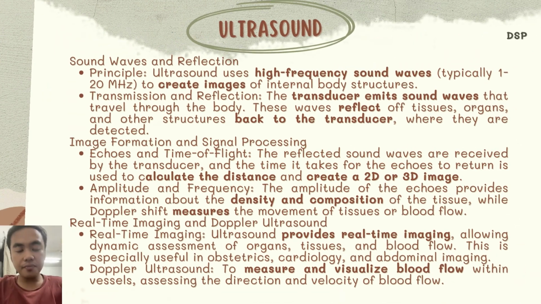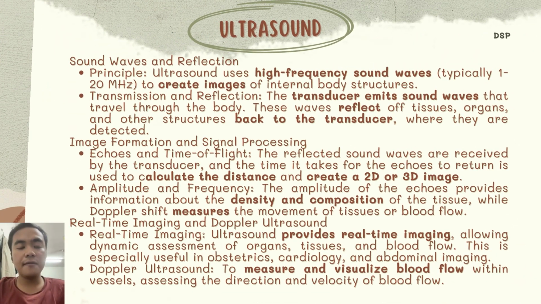In ultrasound, there are a few theories behind it. Sound wave and reflection principle: ultrasound uses high frequency sound waves, typically ranging from 1 to 20 MHz, to create images of internal body structures. Transmission and reflection: a transducer emits the sound wave, which travels through the body. When the wave encounters different tissues and organs, it is reflected back to the transducer, which detects it.